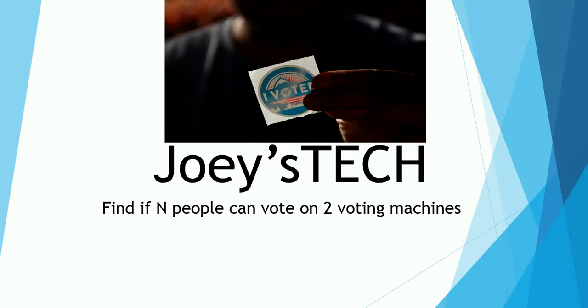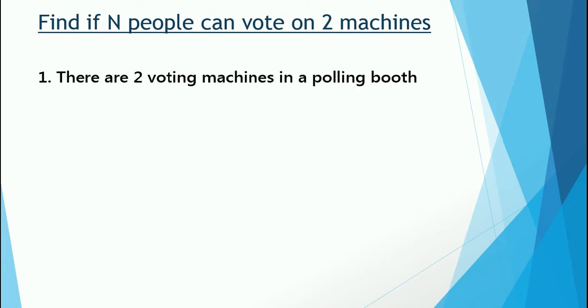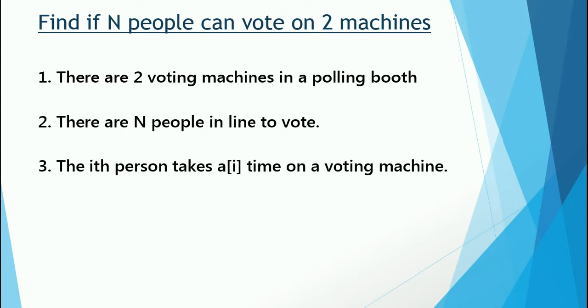Now let's see the problem statement right away. See what the first statement of this problem is. There are two voting machines in a polling booth. So there is a polling booth and there are only two voting machines there. Now there are n people in line to vote. So the number of people which are about to vote is n. Now it's a variable. The number will be coming soon. Don't you worry. The ith person takes Ai time on a voting machine.